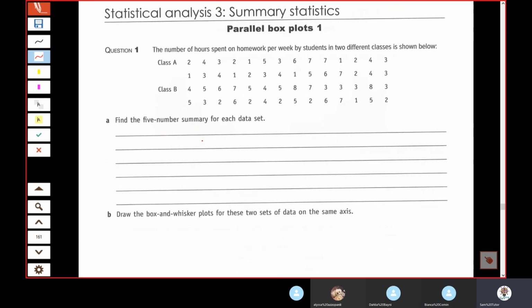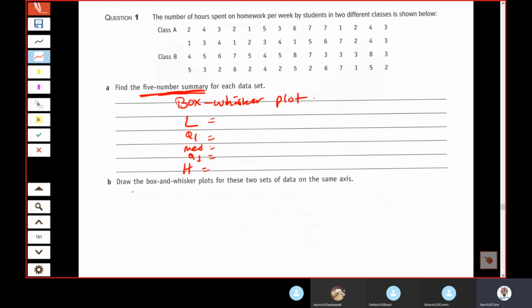Find the 5-number summary. The 5-number summary is just your box and whisker plot. See how you guys think that there's so much to learn, but they're actually the same thing. So your 5-number summary is everything you need for your box and whisker plot. That's your lowest, your highest, Q1, median, and your Q3. 5 numbers: 1, 2, 3, 4, 5. Once you know your 5 numbers, you can draw your box and whisker plot.